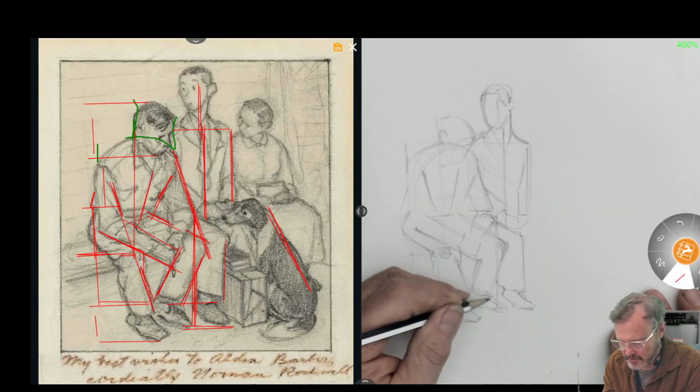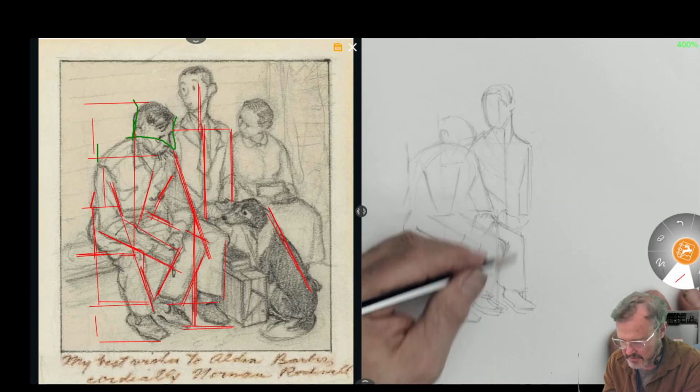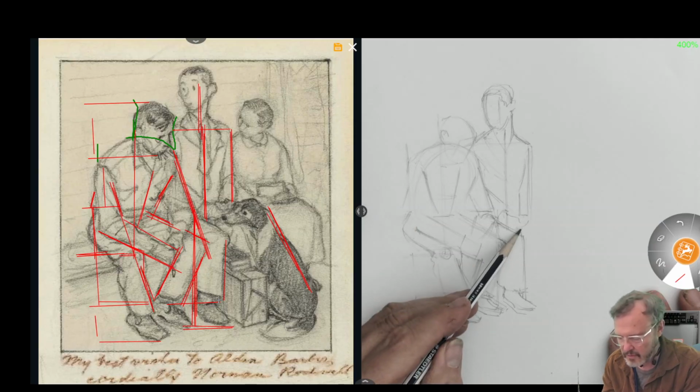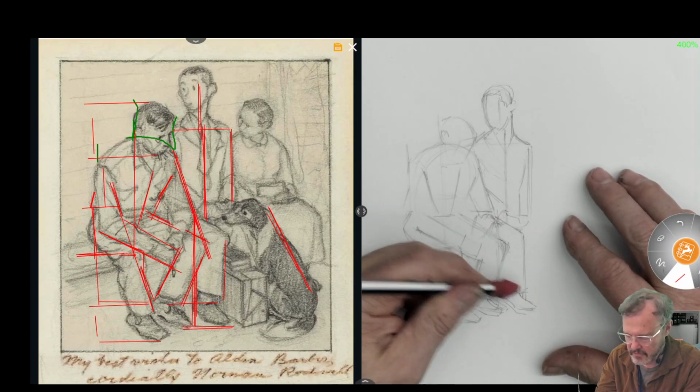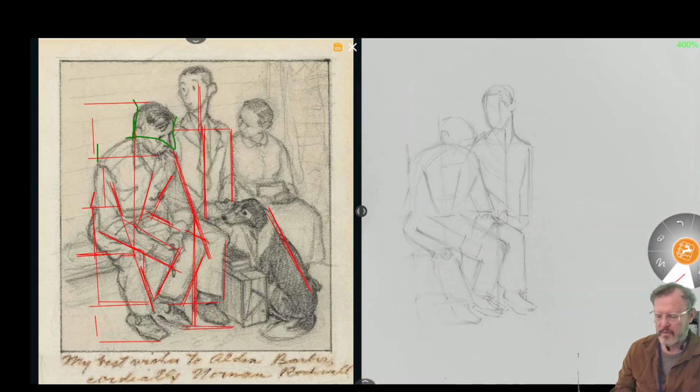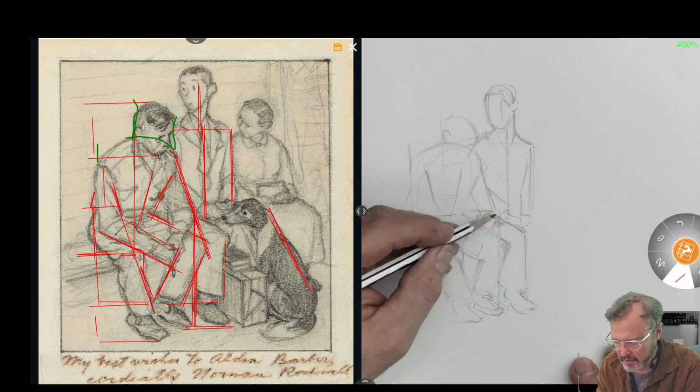I might have both these shoes a little bit high in the picture because his lower leg is looking a little short to me. So I'm just going to bump these shoes down a hair and bring this knee up a hair.